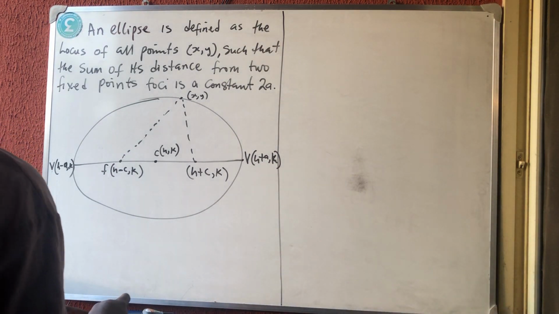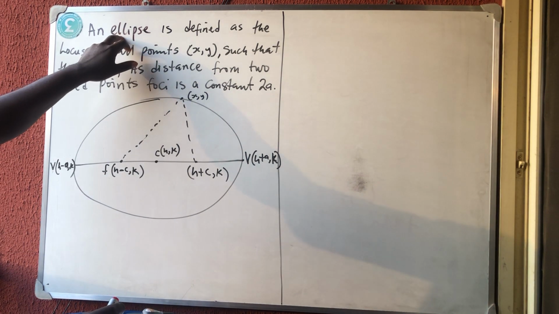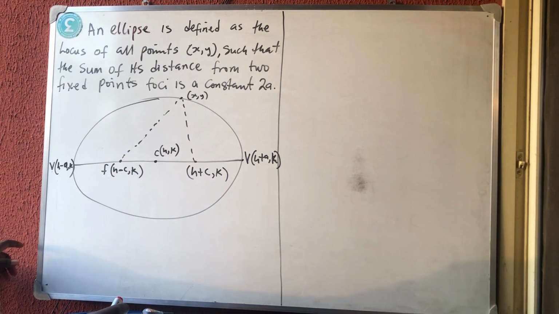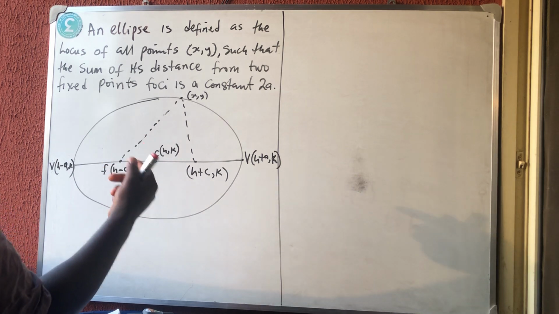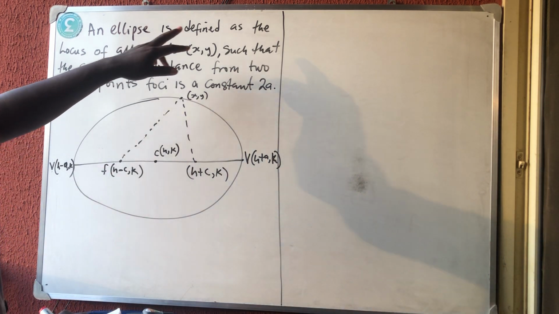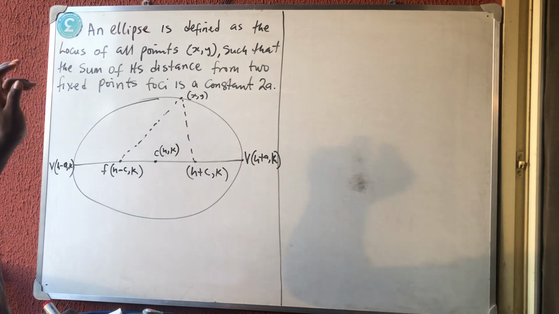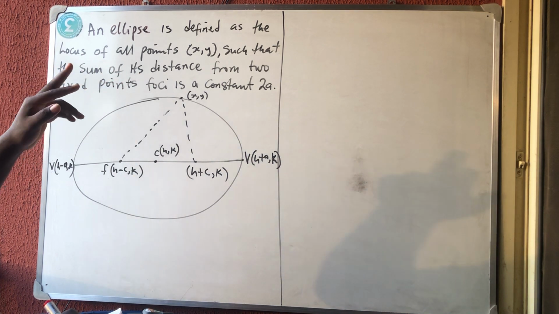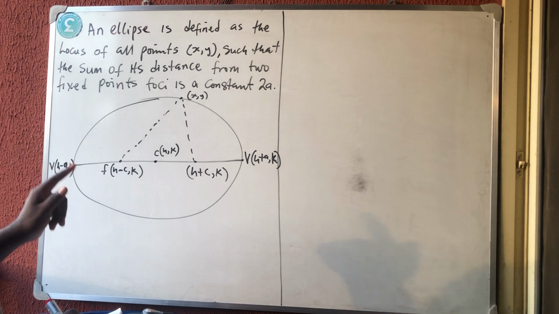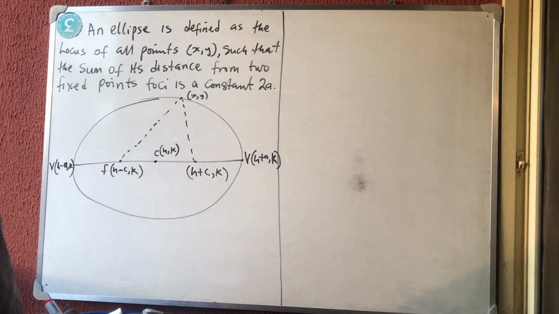Today we'll be talking about a topic called ellipse. Okay? And how do you know an ellipse? An ellipse looks like a circle, but how do you know an ellipse? An ellipse is defined as the locus of all points x, y, such that the sum of the distances from two fixed points called foci is a constant.